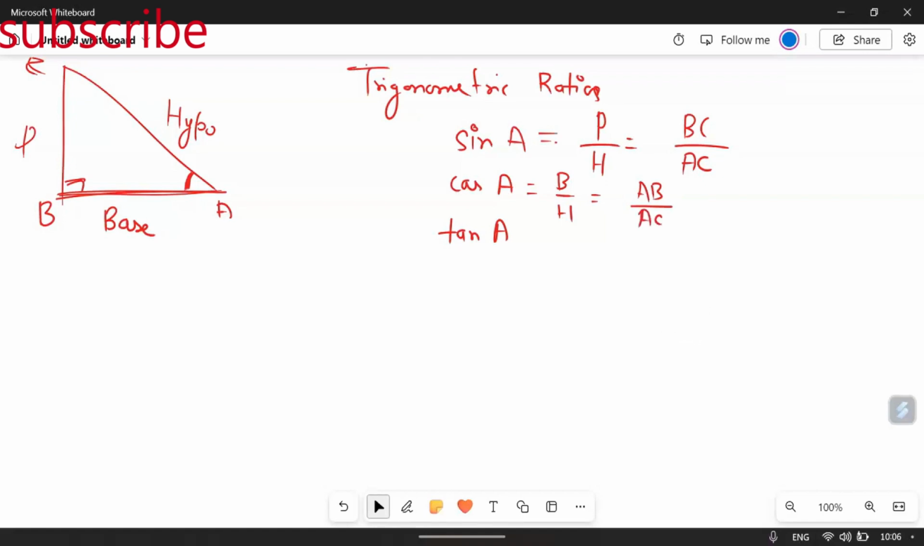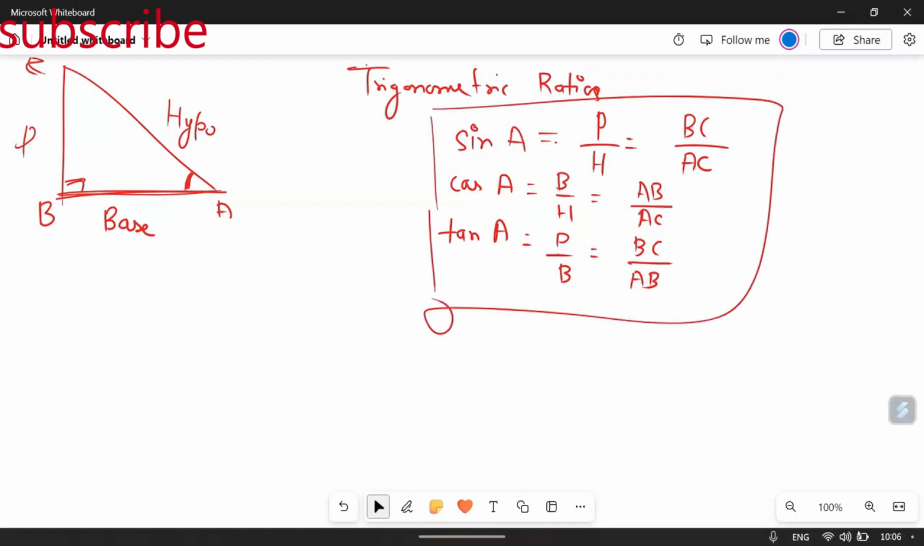Tan A is the ratio of perpendicular upon base. So we can say that perpendicular is your BC and base is your AB. So we can write it like that. You must understand these three ratios very well. Trigonometry ratios are the ratios of the sides, and they are pronounced sin A, cos A and tan A. Got it? Now, with respect to these three ratios, we have another three ratios, the first being cosec A.